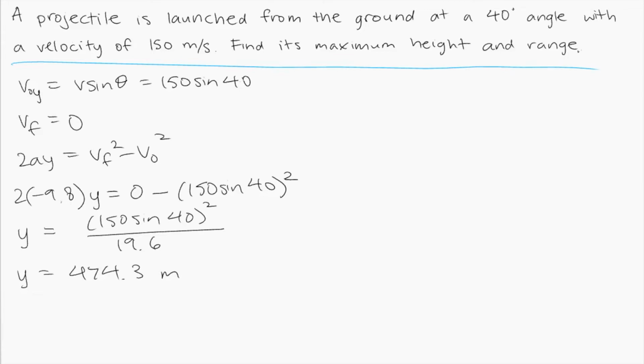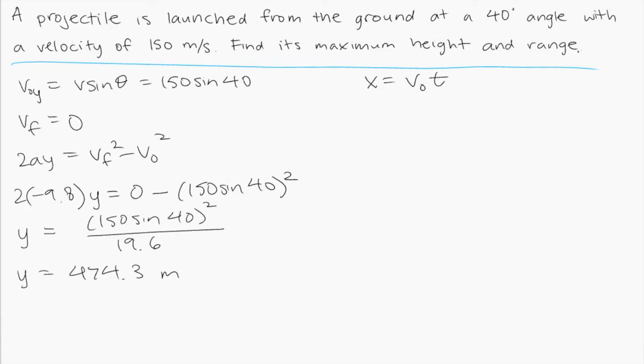And now we want to find the range, which is the distance it travels horizontally. So we can use the equation I said earlier, which is x equals v initial times t. Except the problem right now is that to solve for x, we need t, but we don't have that. So how are we going to find that?